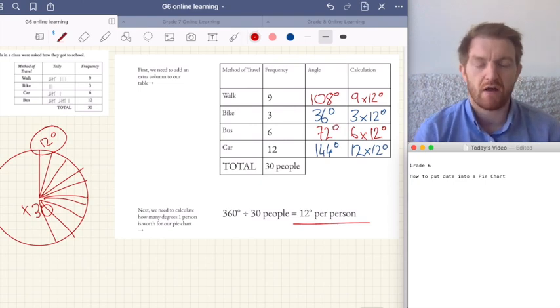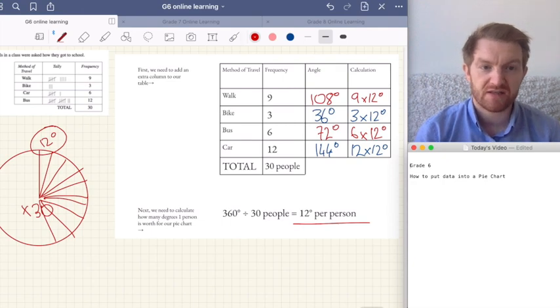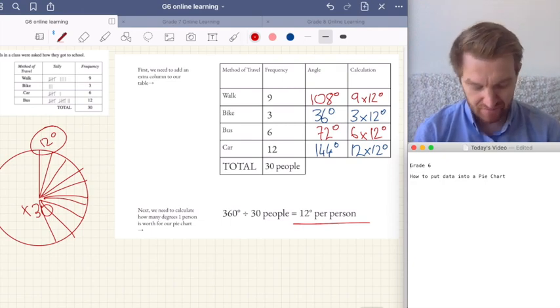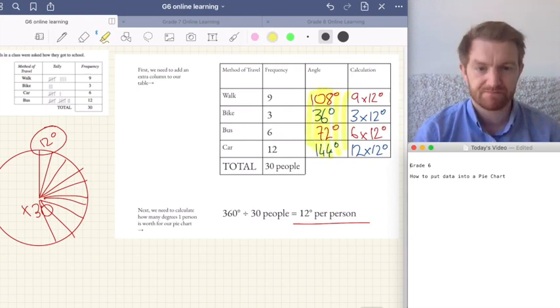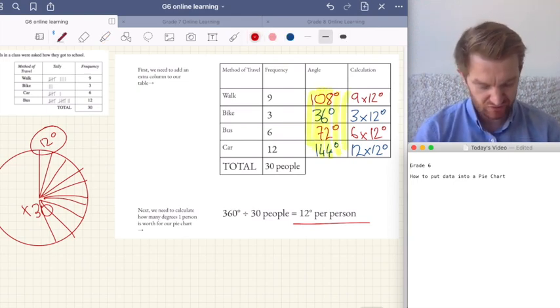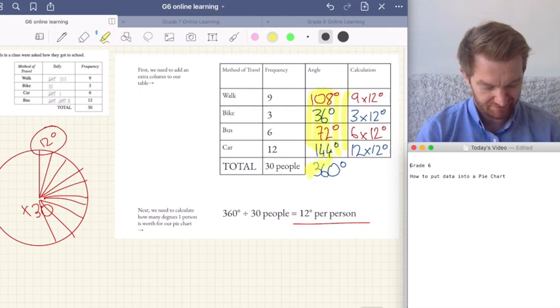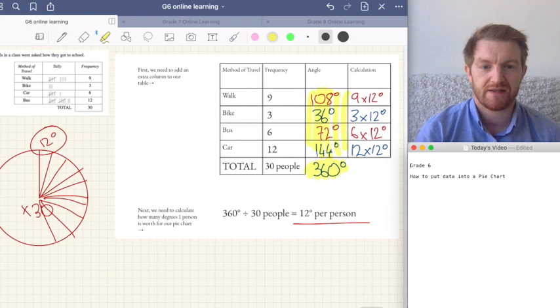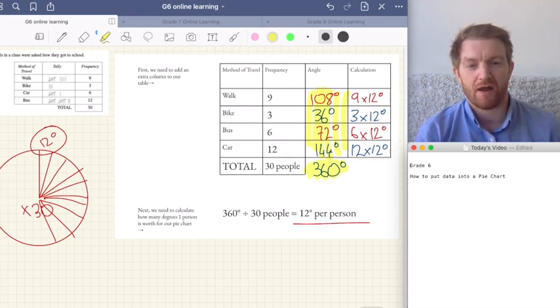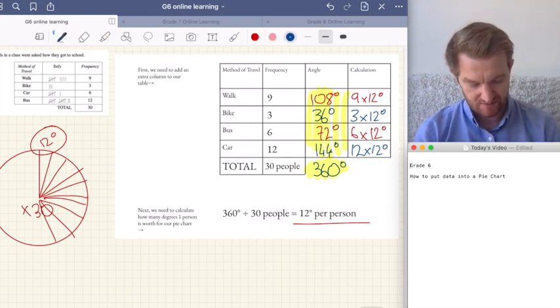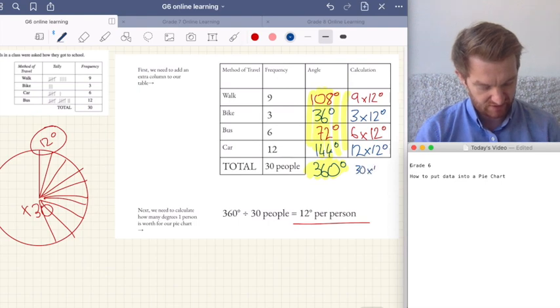So now I know how big each slice is going to be. I know that I've got 30 people altogether. If I've done this correctly, I should be able to add up all of my slices, and the total should be 360 degrees. I need to divide the whole pie. I can't just have any left that I haven't given out. So by checking that on the calculator, when you add them all together, I get 360 degrees. There are 30 people and they're 12 degrees each.